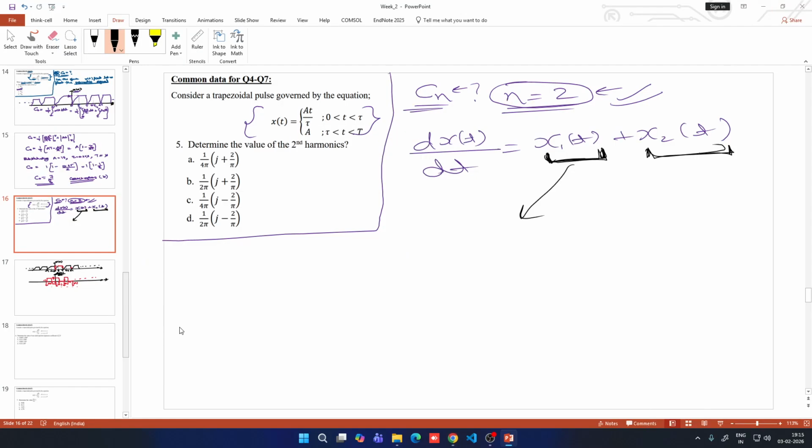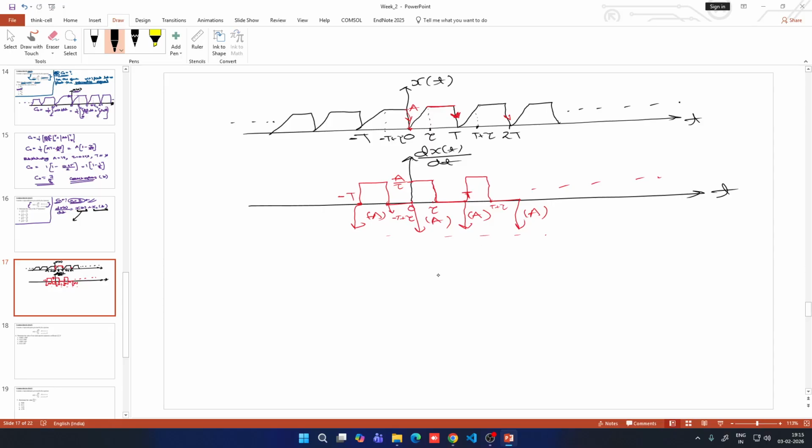So this x1 of t here is, now I will draw x1 of t. It is this rectangular pulse.